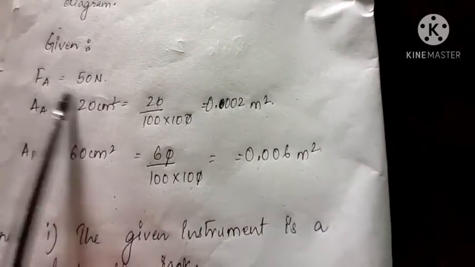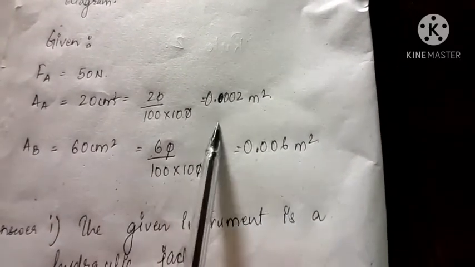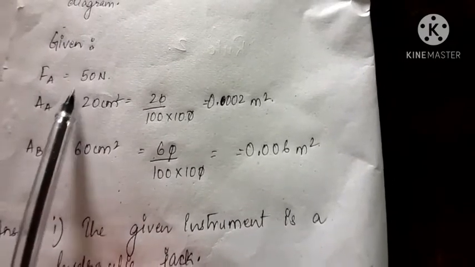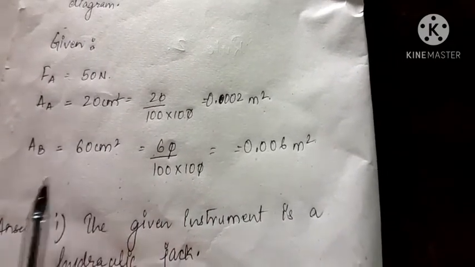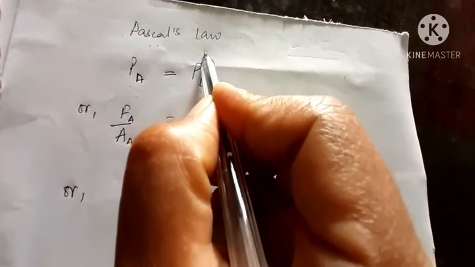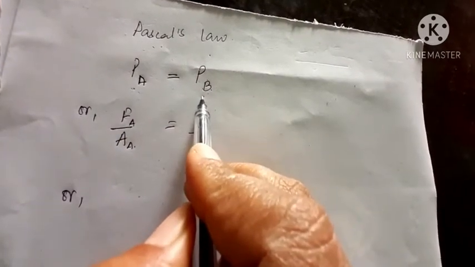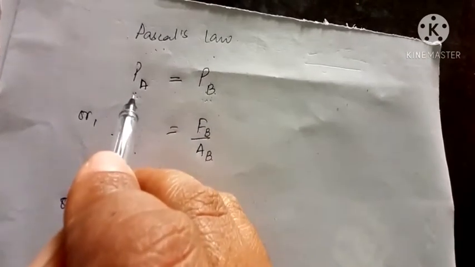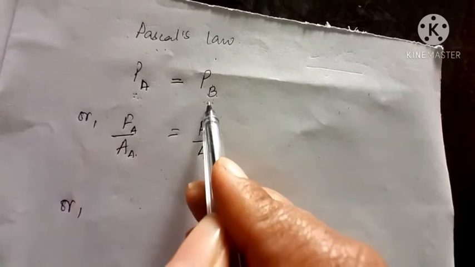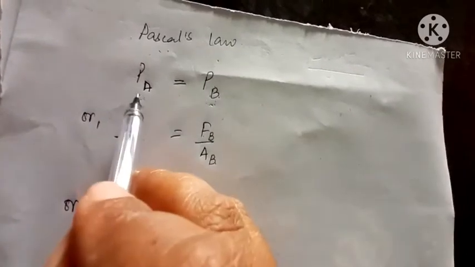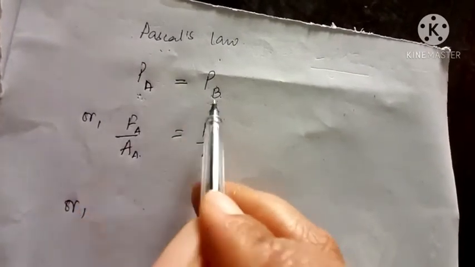To solve the numerical, these are the parameters I already have: force of A, area of A, and area of B. Now I will use Pascal's law. According to Pascal's law, pressure exerted on one side of the container will be equal on the other side of the container. So in the diagram we have two openings, area A and area B. Whatever pressure is there in area A, the same pressure will be applied to area B. That means pressure at A should be equal to pressure at B.